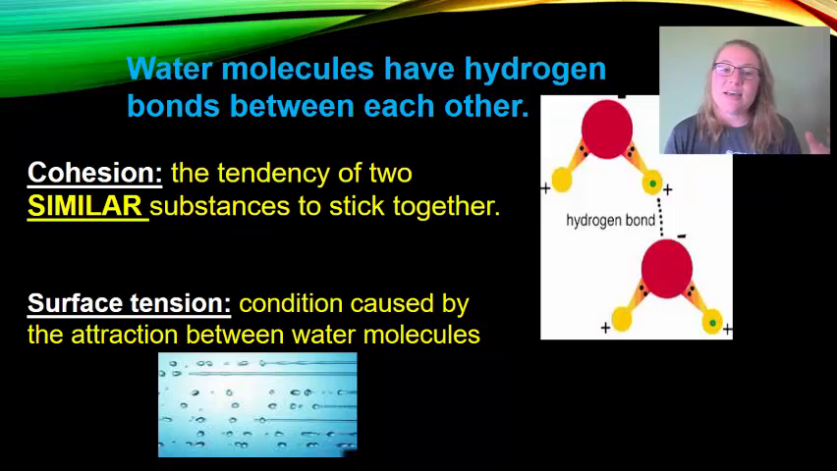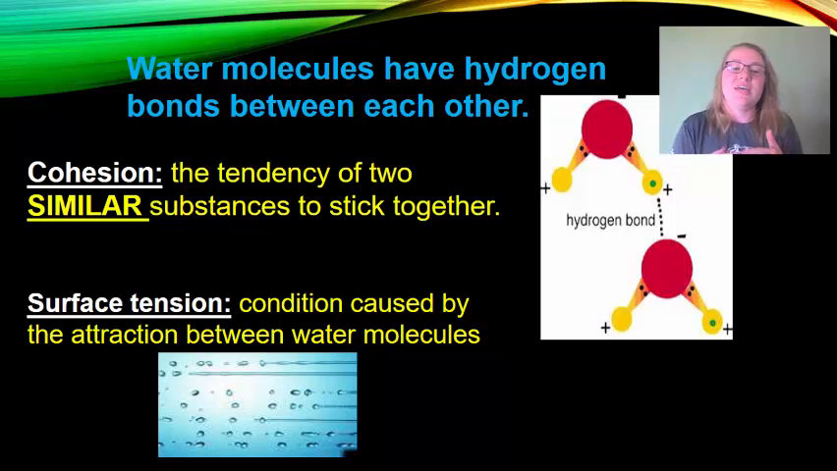And the tendency of water to stick to other water, so 2 similar substances to stick together, that's called cohesion. Think of it this way. Co-captains have to stick together to help the team be successful. So cohesion means 2 water molecules, so similar, have to stick together in order to hold that big blob of water in one place. Surface tension is what results because of this strong cohesion.